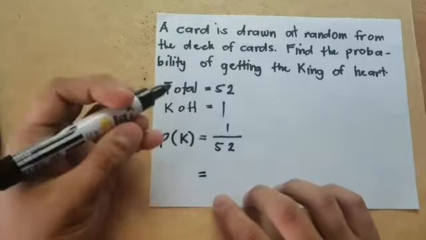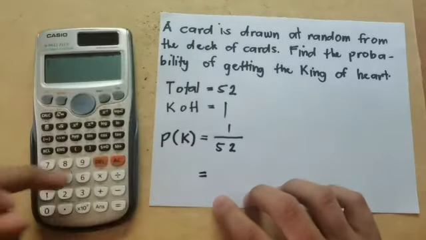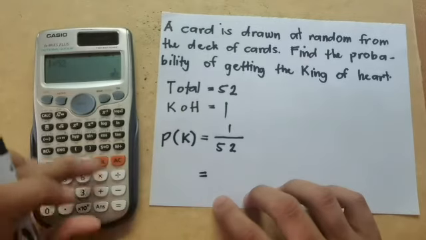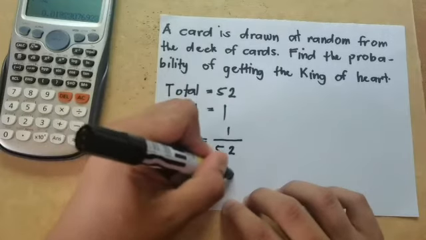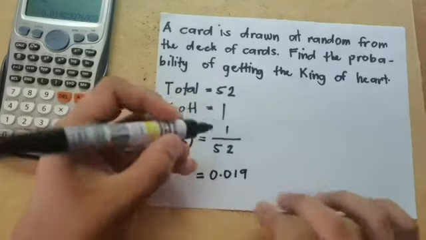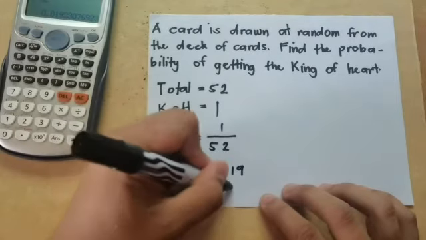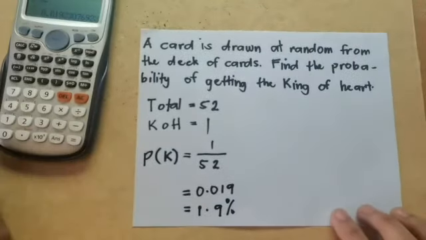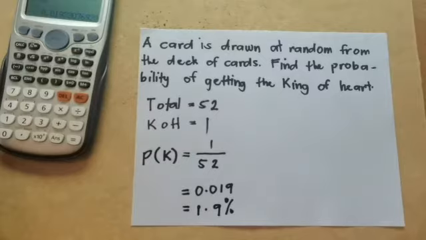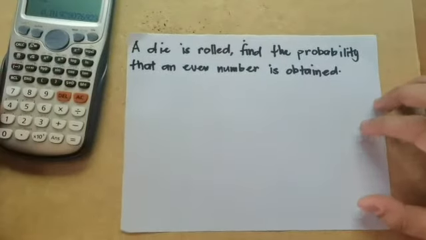So this means, let me use the calculator again, 1 divided by 52 is equal to 0.019, or roughly 1.9%. So that's a small chance of getting the king of hearts. Lastly, we have, I believe this is the last question.